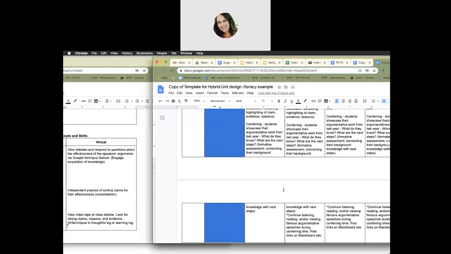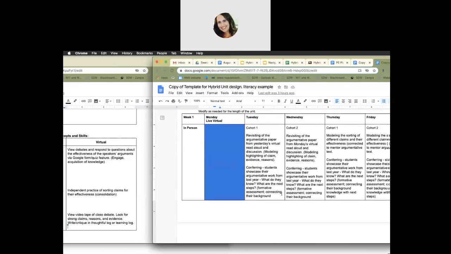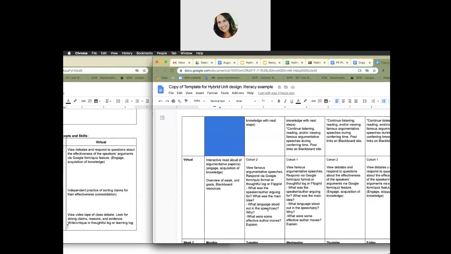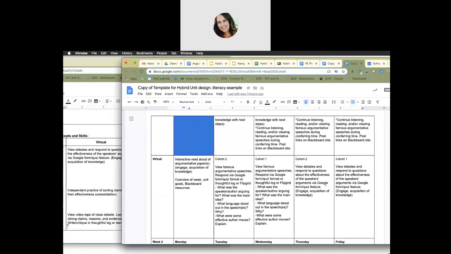So an interactive read aloud for argumentative speaking and writing might make a lot of sense and be really powerful and engaging to do on that virtual Monday. So that's what I pasted here. Then I'm thinking to myself, all right, I want to do conferring throughout the week with students face to face. I'm going to check their understanding. And I am also going to think about what the students are going to be doing virtually. So to make that impactful, I have over here on my planning document that I want them to view debates. I want them to respond to questions about the effectiveness of those speaker arguments. So that's what I'm going to paste in the virtual part for cohort 2 and cohort 1 for this part of the week. And then I'm going to have them view debates and also respond to questions later on in the week.